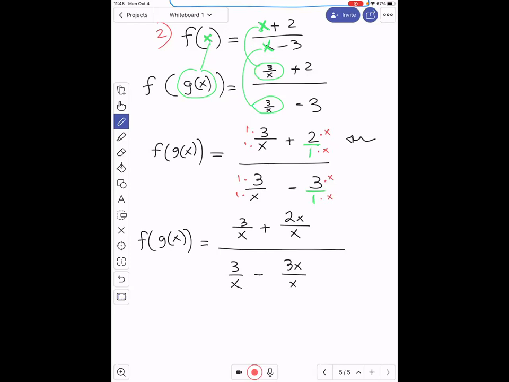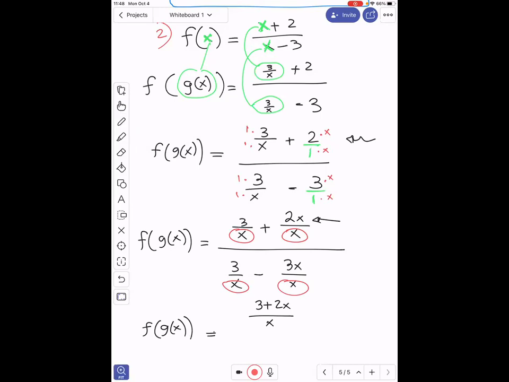Now, again, we need the common denominator when we add or subtract fractions, right? So here in the top, the common denominator is x, and here in the denominator, the common denominator is x, the same thing. So now, for f of g, the top, because we have a common denominator, we keep the common denominator, which is x, and then we add the top. So that's 3 plus 2x.